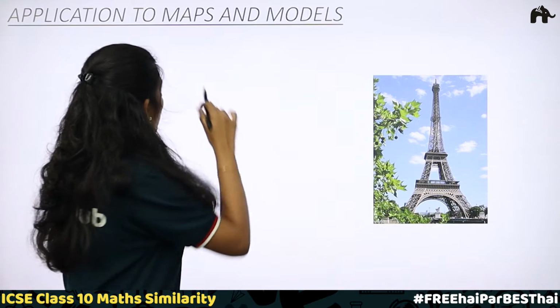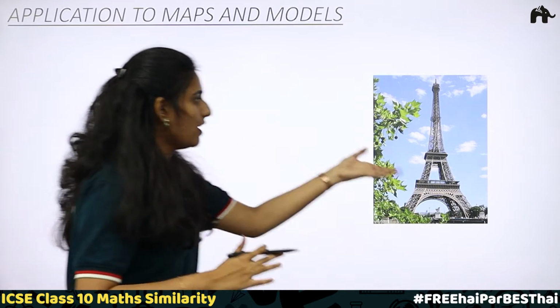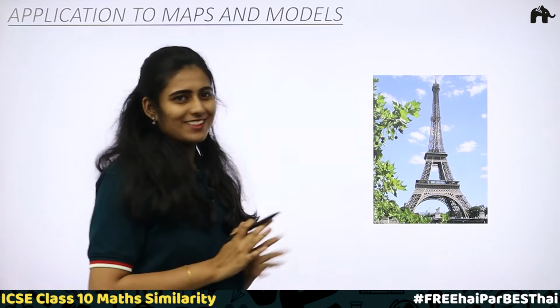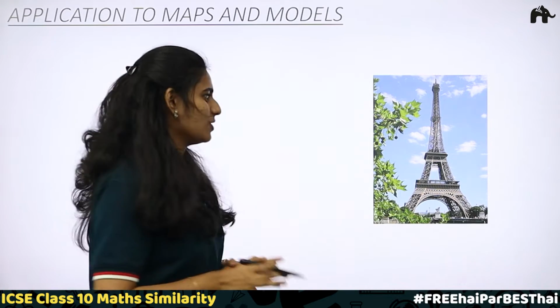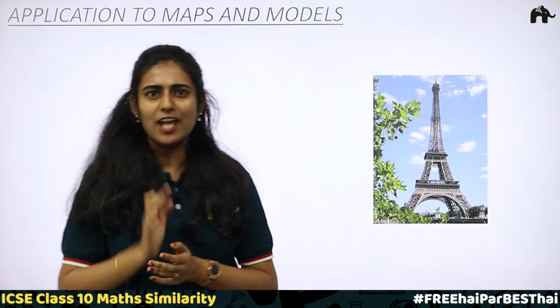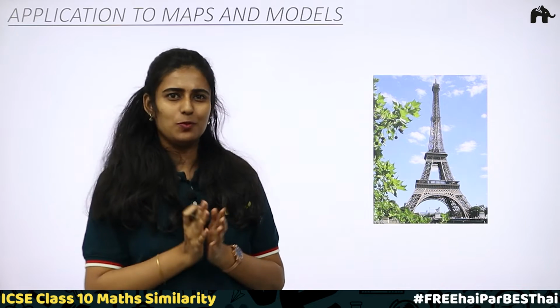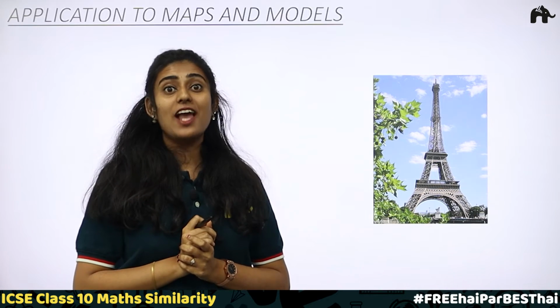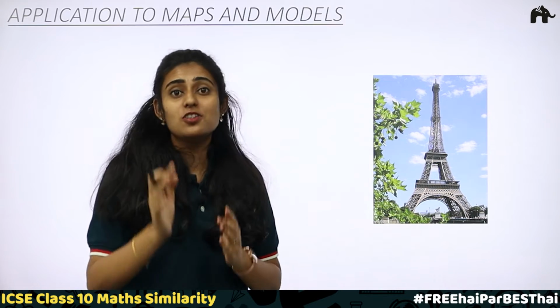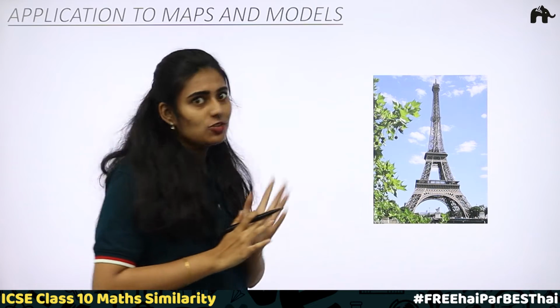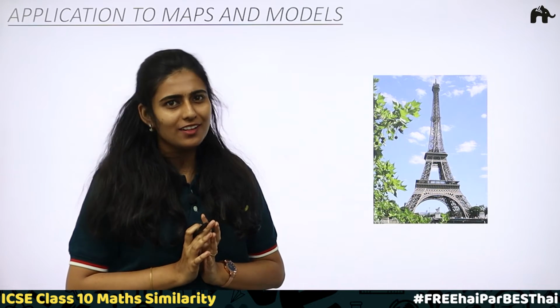Here, how to apply to maps and models. You can find the figure here. What is this? Eiffel Tower. All of us know. Now, when you see the Eiffel Tower and you want to draw the picture in your book, what will you do? You will have to reduce its size. We cannot draw a picture that is of actual size of Eiffel Tower. Can we do that? No, right?